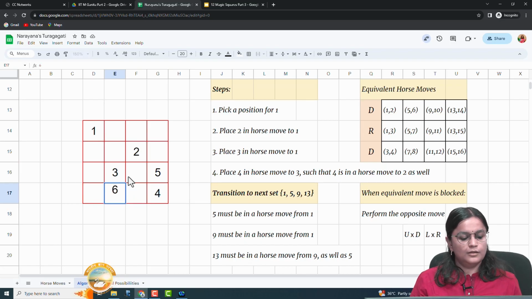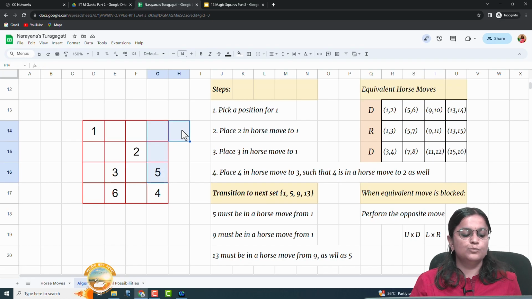Moving on to 7, 5 and 7 must be in the equivalent horse move to 1 and 3, which is a right move. So, starting from 5, we go up and make a right move. However, we find that this move is blocked. When we wrap this around, it is blocked by the digit 1 already placed here.